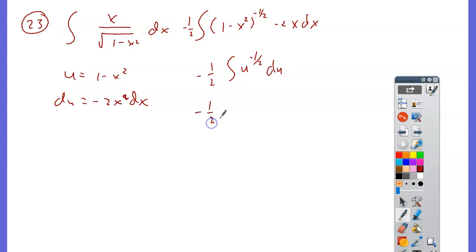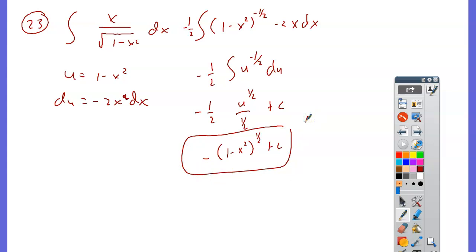This becomes u to the 1/2 divided by 1/2 plus c. Flip and multiply, I get negative, put the u back in, 1 minus x squared to the 1/2 plus c. Yeah, I just want to make sure I flip out those 2's. Good? All right.